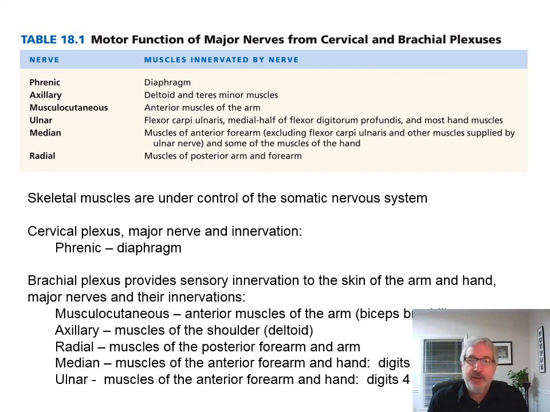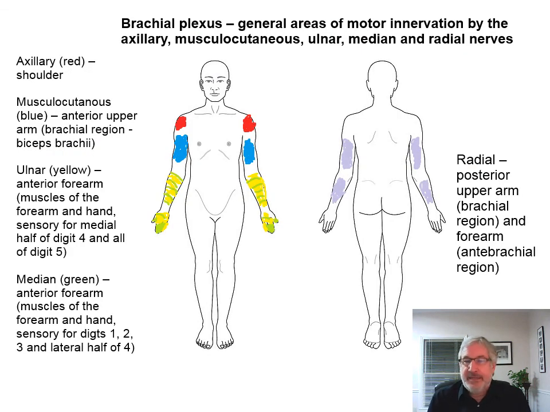So next slide. Here's the easiest way to learn these things, I think. I'll post this figure, and you can use this figure. So you color this figure in. You have the axillary is the red region there. Musculocutaneous is in blue, ulnar is in yellow, and median is in green. Notice there's yellow and green on the forearm because both of them are there.